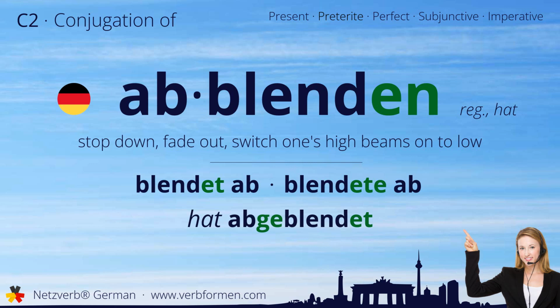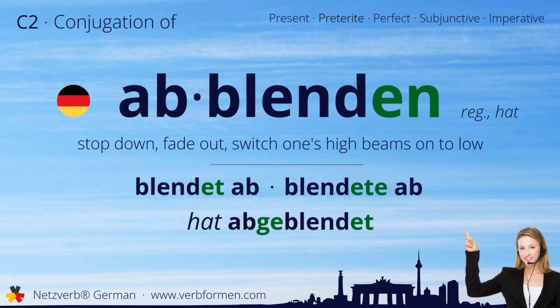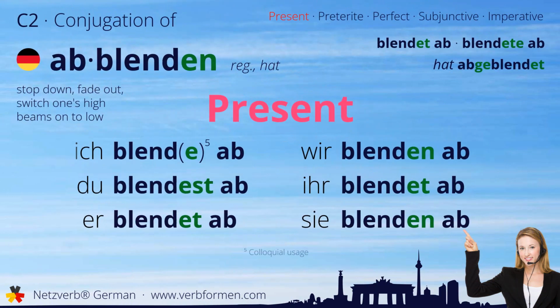Now let's move on to the tenses. First, we'll take a look at the present tense. Ich blende ab. Du blendest ab. Er blendet ab. Wir blenden ab. Ihr blendet ab. Sie blenden ab.